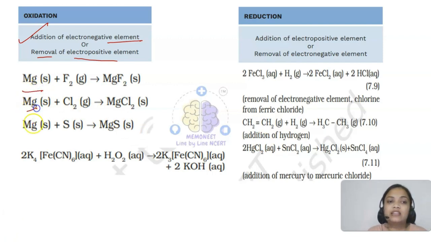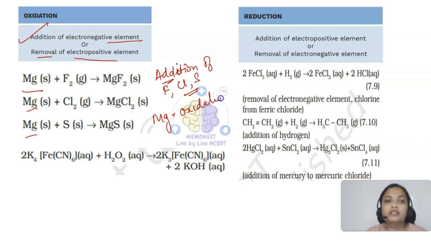Magnesium is reacting with fluorine, chlorine, and sulfur. So there is addition of electronegative elements, that is fluorine, chlorine, and sulfur. It means magnesium is the one undergoing oxidation in this case, because there is addition of electronegative element. So magnesium is undergoing oxidation.